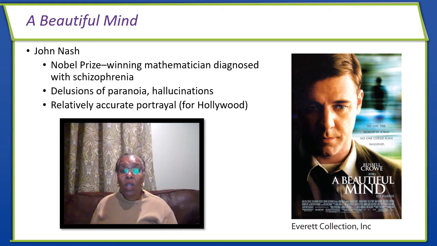A movie that I recommend everybody to watch because it gives a great example of what a person dealing with schizophrenia might be contending with is A Beautiful Mind. It's about John Nash, a winning mathematician who was diagnosed with schizophrenia. It demonstrates how he had delusions of paranoia, that he felt people were after him. He also had hallucinations.